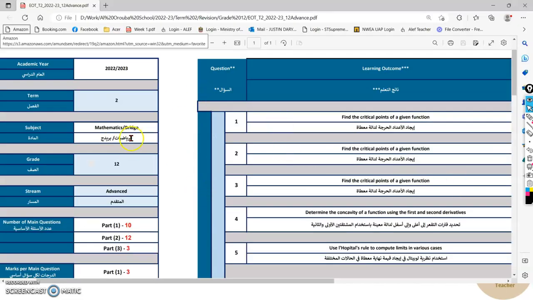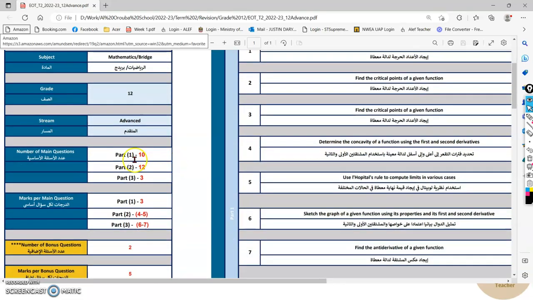And this is the exam scheme for term 2. You will have part 1, part 2 and part 3. Part 1 and part 2, you can see there are different number of questions. Part 1 only 10 questions, part 2 it's 12 questions, and part 1 is just 3-mark questions, whereas part 2 is 4 to 5 marks.